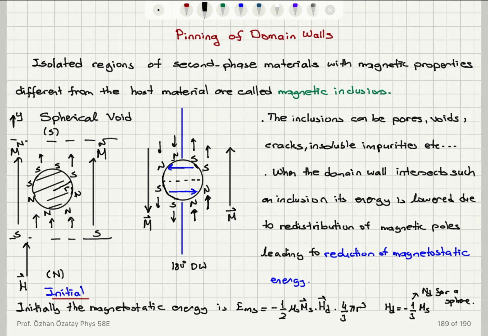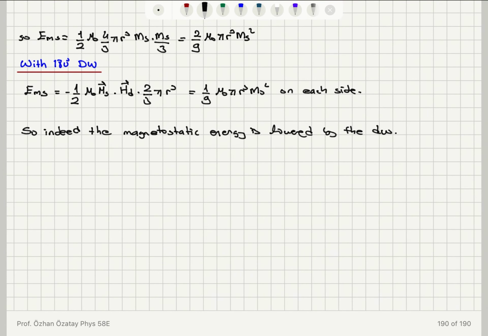So this domain wall motion can be interrupted by the presence of these cracks, because when the domain wall enters this magnetic inclusion, the magnetostatic energy of the configuration is lowered, so this may be an energetically favorable configuration. So the domain wall can get pinned. So this means domain walls can be pinned by the magnetic inclusions.